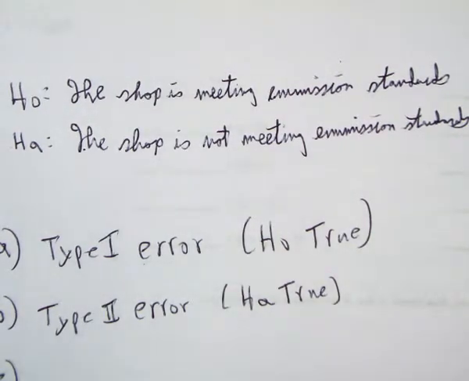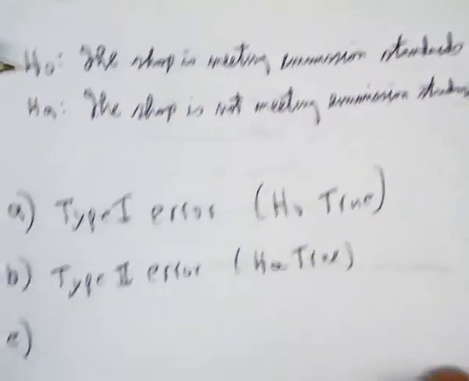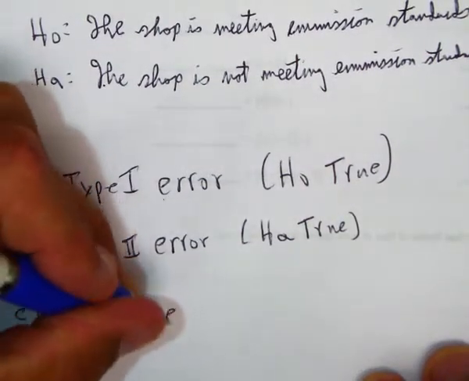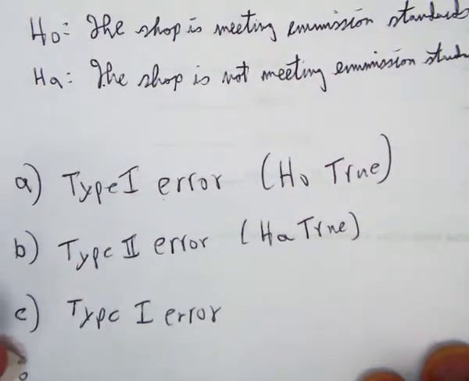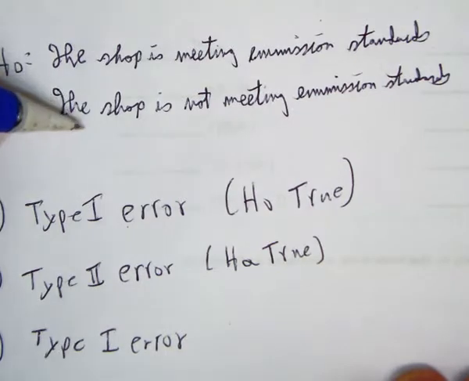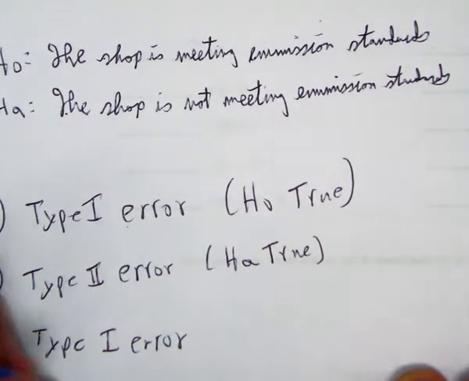So C, which one is the shop owner not going to be happy with? Well, a shop owner is not going to be happy if he is meeting standards and we find out he's not. So that would be a type 1 error. Part D, what would an environmentalist not be happy with? Well, that would be if the shop is not meeting emission standards, but we find that it is. So that would be a type 2 error.